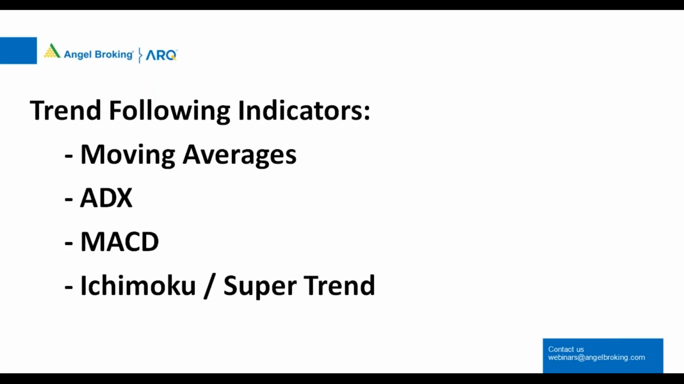First, I'll be talking about the trend following indicators. There are basically two types of indicators, trend following indicators and counter trend indicators or non-trending indicators. So ideally, the best strategy is that if the markets are trending, then you use a set of indicators. If the markets are non-trending, you use another set of indicators. So in trend following indicators, I'll be talking about moving averages, ADX, MACD, Ichimoku Kinko Hyo, and I'll be briefly talking about super trend as well.